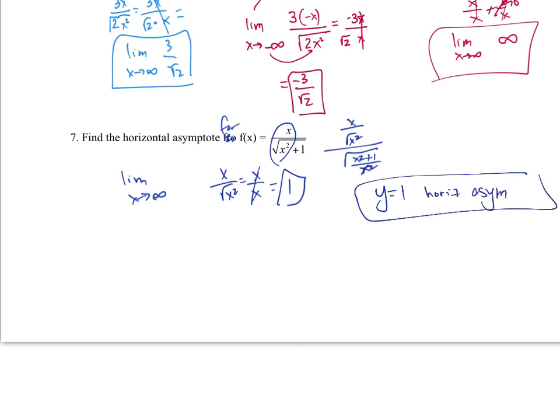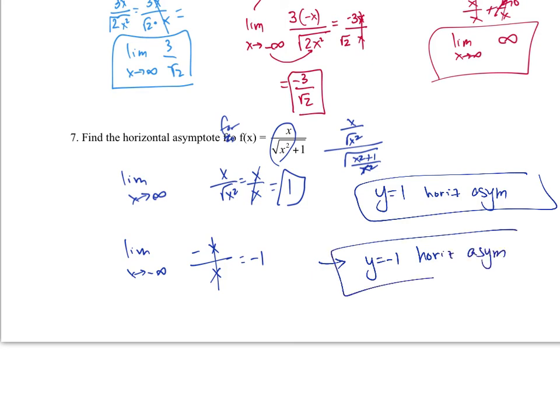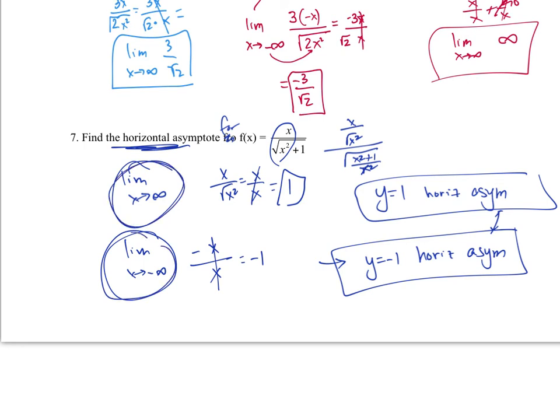Now, what if I went to negative infinity? What if we said the limit as x goes to negative infinity? In this case, the top will be negative x, and the bottom will stay as an x. So we'll get negative 1. So we can conclude that y equals negative 1 is also a horizontal asymptote of this. So we've got 2. Since we're finding the horizontal asymptotes here, we had to take into account as it goes to infinity and as it goes to negative infinity to see what happens.